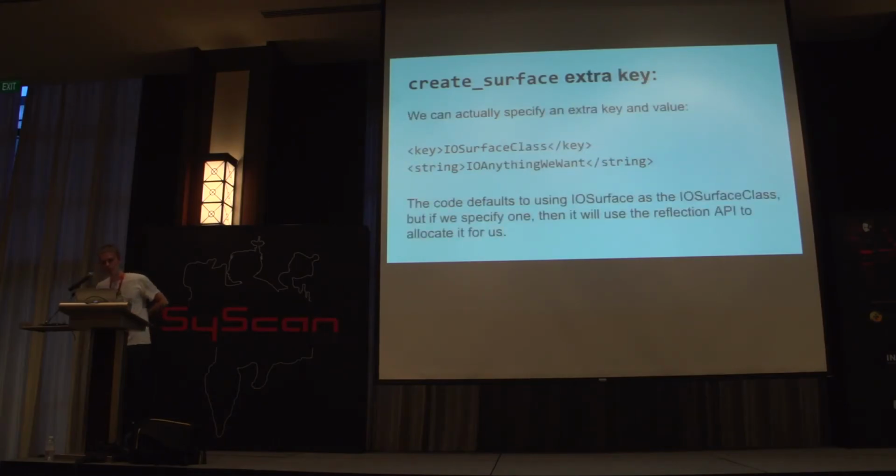But if you actually take a look at that method in IDA, you see that there's actually code there that is looking for an extra key, IO surface class. And if we specify this extra key, the value will be passed directly into that C++ reflection API, i.e. from user space, from one of the most sandboxed processes on your iPhone, you can reach this reflection API with a controlled string.